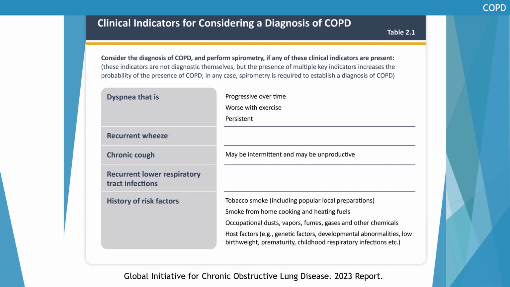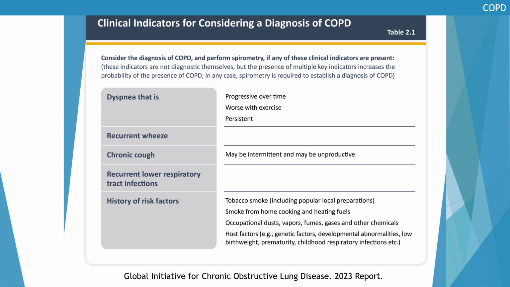This chart from the GOLD guidelines goes over key indicators for considering a diagnosis of COPD. Ultimately, you will need to perform spirometry in order to confirm a diagnosis, but these factors give you a good idea of potentially whether or not the patient may have COPD. You should be asking your patients things to assess these different factors. For example, dyspnea, is it progressive over time? Is it worse with exercise? Is it persistent? Most notably in comparison to asthma and your potential other differential diagnoses, it's helpful to know these details in order to assess whether or not you should be performing spirometry.